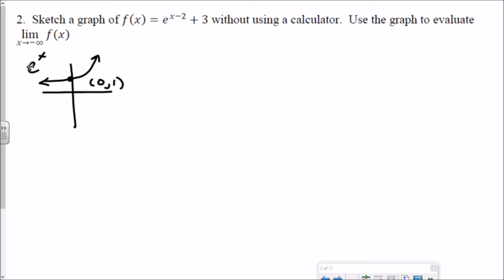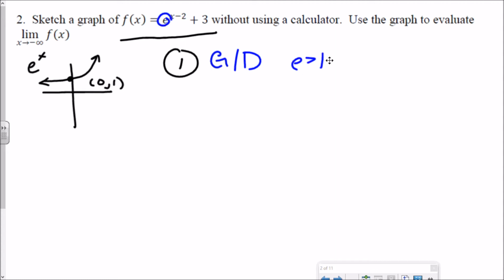So now I need to think, how are my transformations going to affect this graph? And anytime you're trying to graph a transformed exponential graph, there are always 3 steps. Okay, the first step is always determining growth or decay. So in order to determine growth or decay, I'm going to look at the base of my function and decide if it's greater than 1 or not. E is greater than 1. Therefore, this is going to be growth. Okay? And remember, for exponential functions, growth just means that it's going to go up on the right-hand side, or away from your asymptote on the right-hand side.